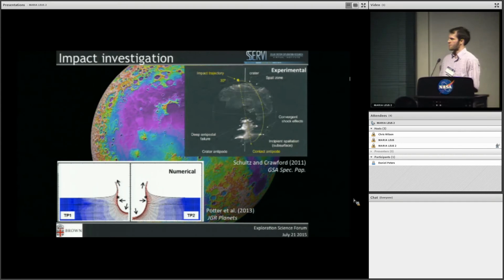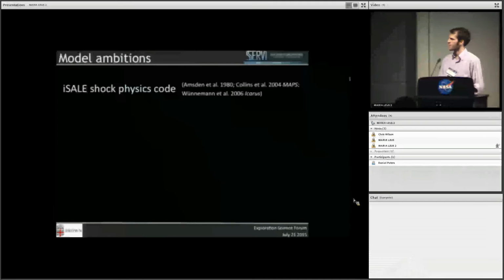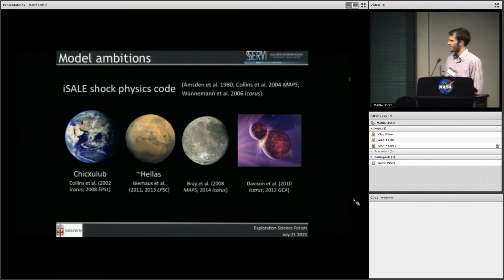So therefore, the approach I took was the numerical modeling approach, where you're able to model a variety of impacts at a variety of scales. So in this case, the very large basin-forming events. The specific code I used to do my numerical modeling was the iSALE shock physics code, which has evolved over time from a code that was originally developed at the Los Alamos National Laboratory.